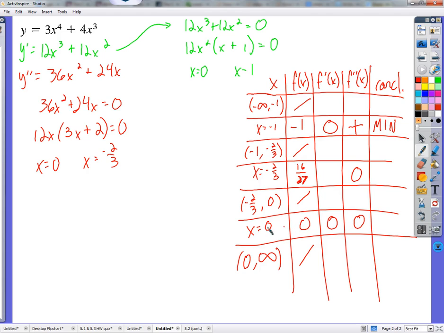So at (0, 0), we got a 0 slope, but then this happens to be a 0 for the second derivative. So what do we say about the second derivative test? It fails. So what do we fall back to? The first derivative test. We look on the left, we look on the right. Anywhere between -1 and 0 will work. Let's see what the slope is doing at x = -1/2.